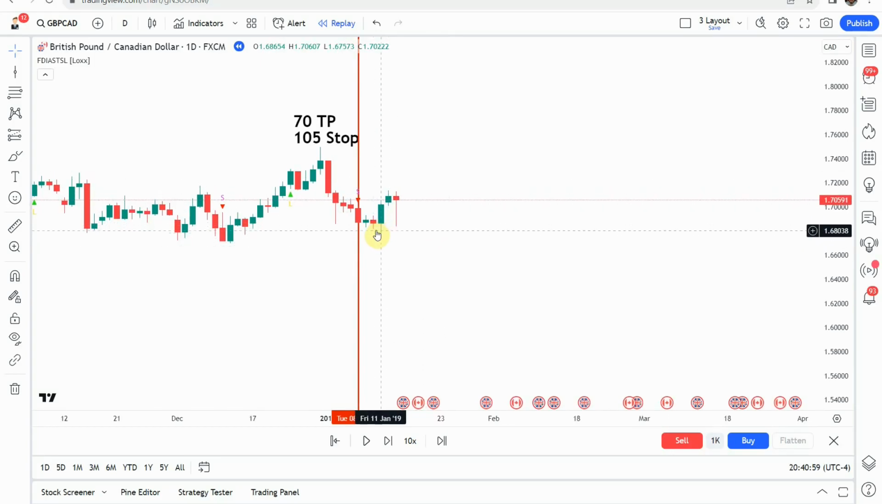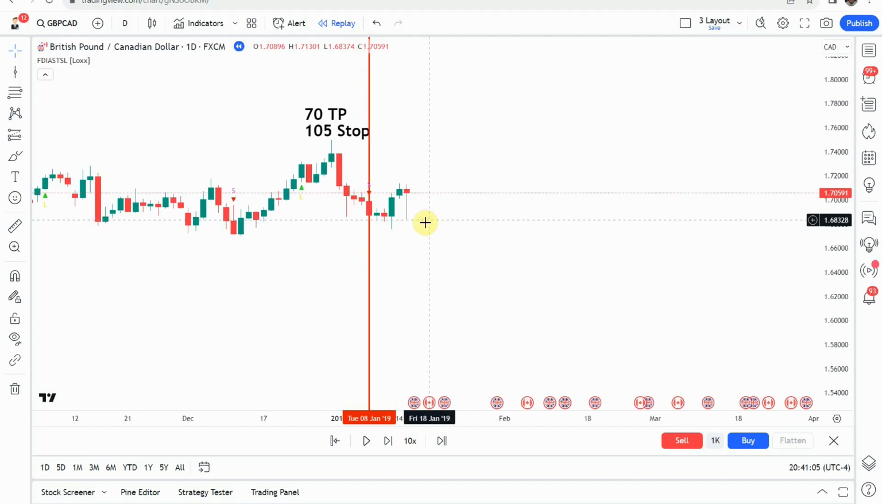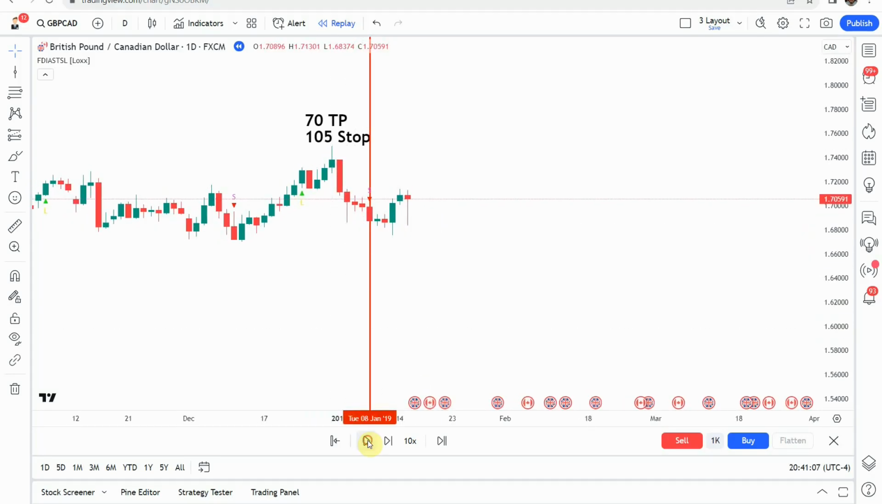It would have gotten us to our take profit right here on this wick, but since it's such a large candle to the upside here, we're just going to go ahead and call this one a losing trade. Let's go ahead and continue on.